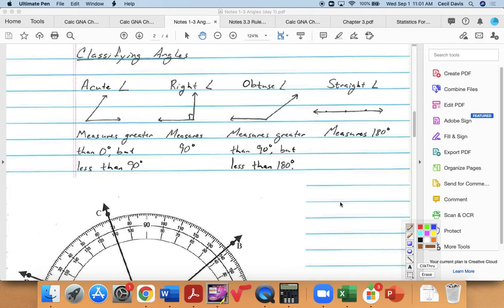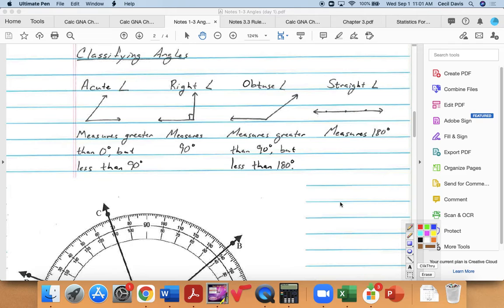All right. So classifying angles, you learned this probably in junior high, maybe earlier than that. Acute angles, that's a small angle. You know, the joke is always it's a little cute angle, right? It's less than 90 degrees. There's a right angle whose measure is 90 degrees. Obtuse is greater than 90. And then a straight angle whose measure is exactly 180 degrees.